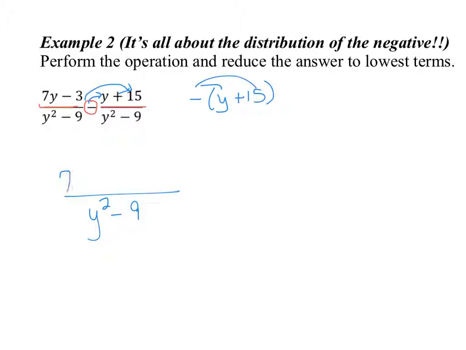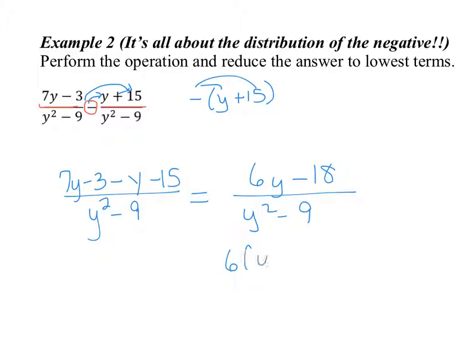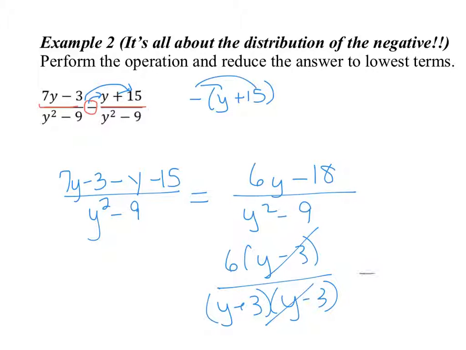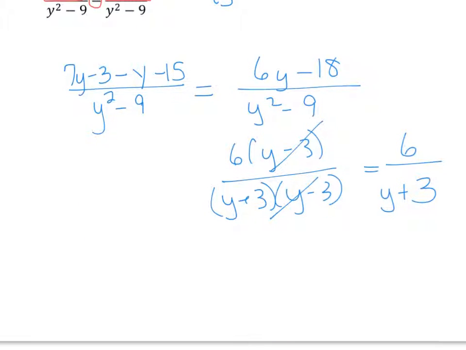So it would be 7y minus 3, and then minus y minus 15. Now we combine our like terms, so that is 6y minus 18. Okay, and that's y squared minus 9 still. Now we factor, and factor, and these get canceled out. 6 over y plus 3. Moving on.